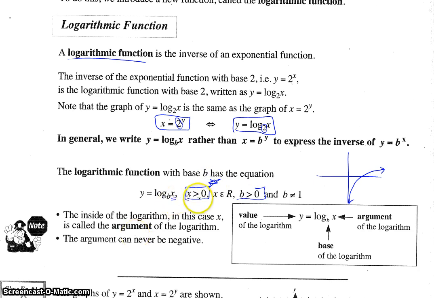Whatever's inside the log has to be greater than 0, because the graph doesn't exist on the y-axis or left of that. And also, the base on your function has to be a positive number and not equal to 1.